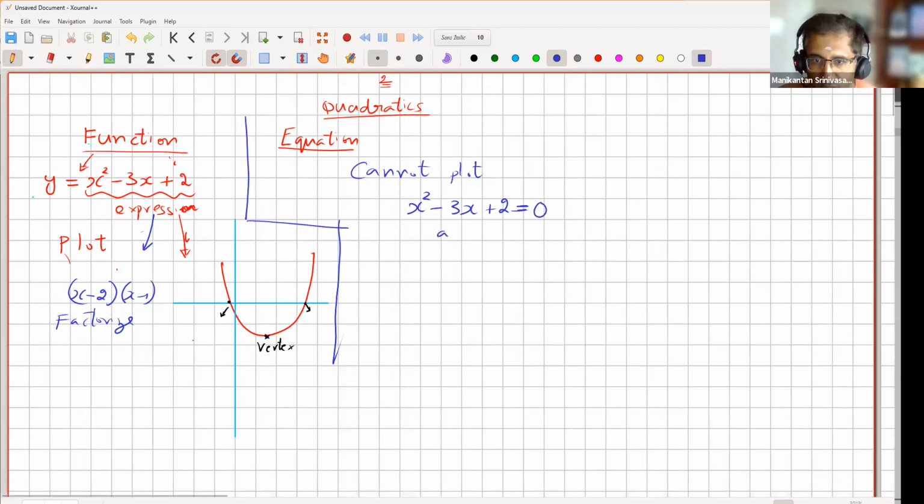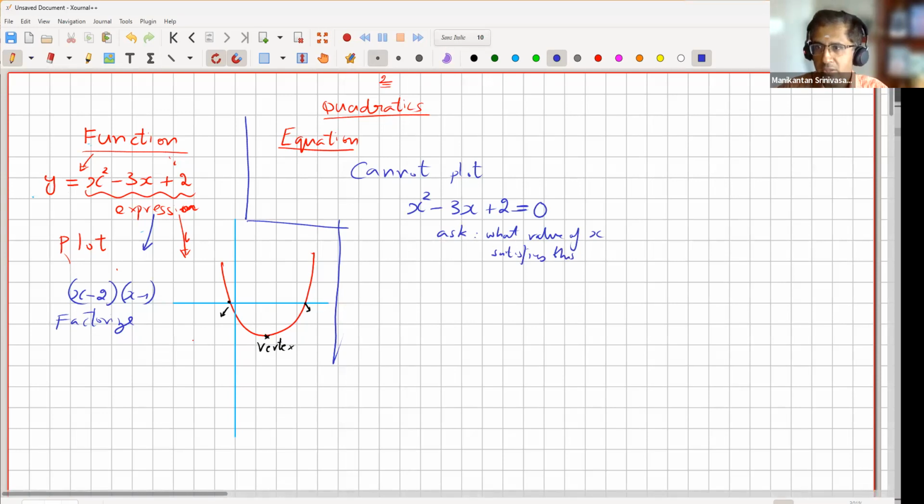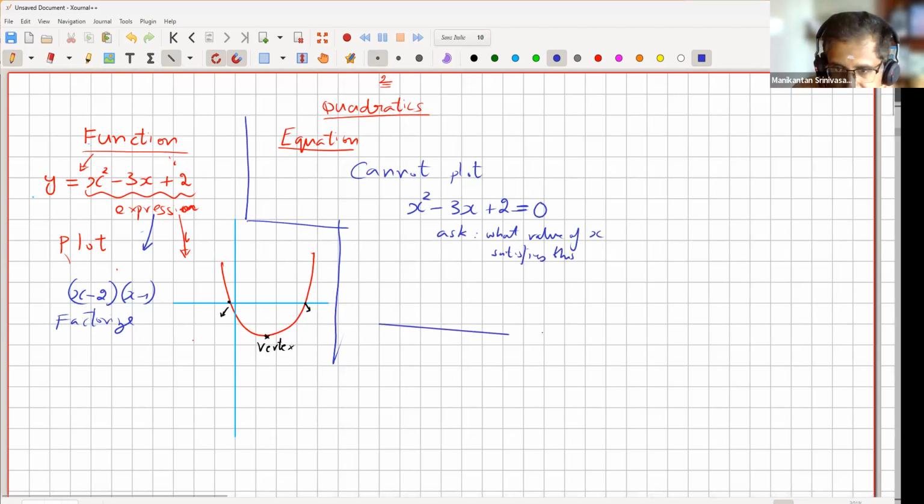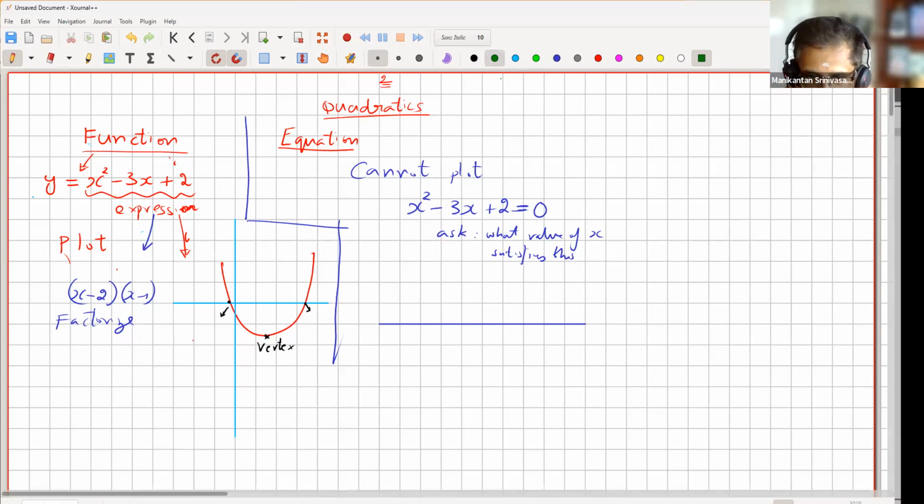And then you ask what value of x satisfies this equation, right? And therefore, there's no notion of y at all here. There's only x. And therefore, on the number line, there's only the x-axis here. And then I can specifically say, in this case, x equal to 1 and x equal to 2, right? When x equal to 1 or when x equal to 2, x square minus 3x plus 2 is equal to 0. When x is anything else, it is not 0. So you're answering that question, right?